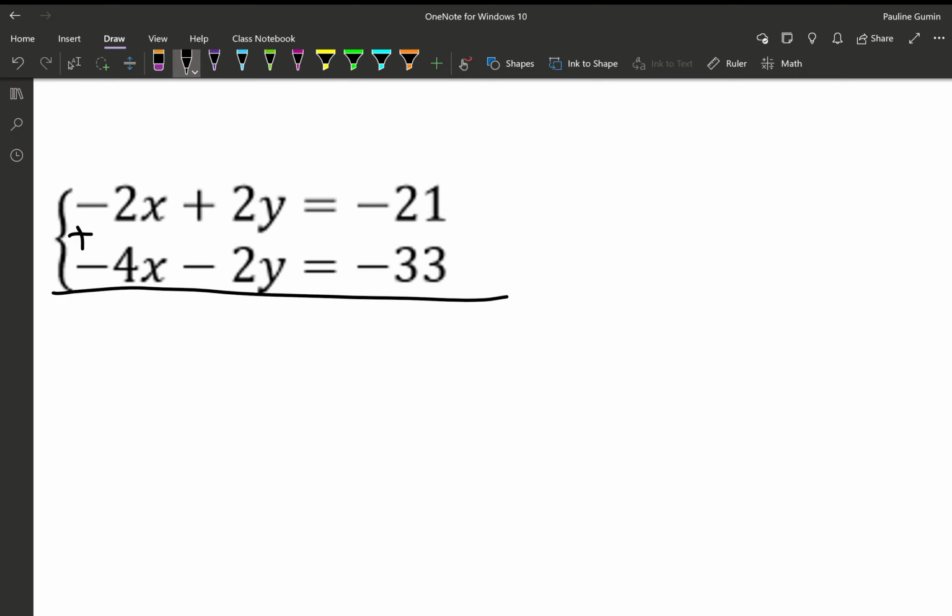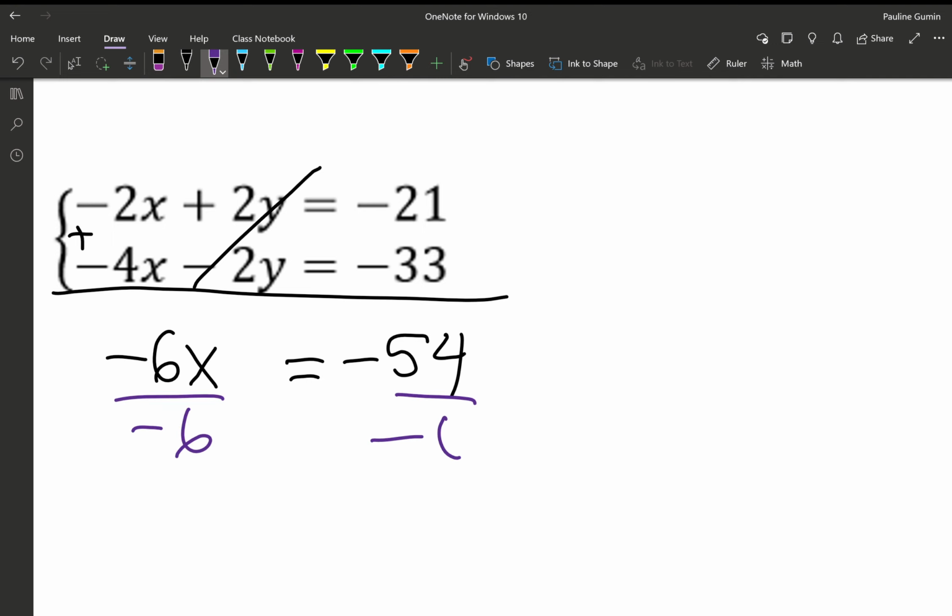Negative 2x plus negative 4x is negative 6x. Our y's are eliminated, they cancel. Negative 21 plus negative 33 is negative 54. And of course, let's finish up with division. X equals 9.